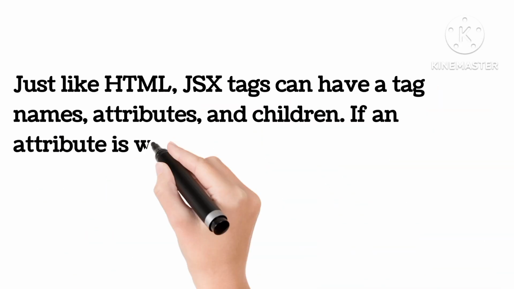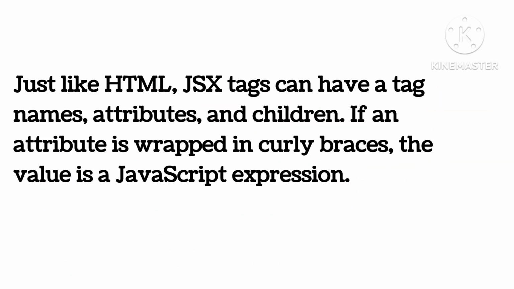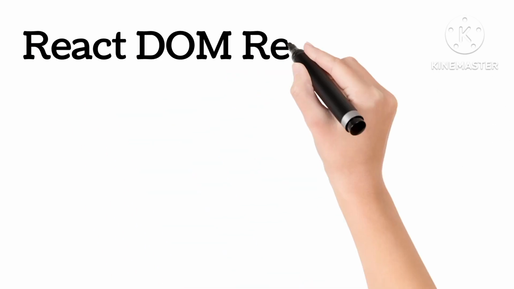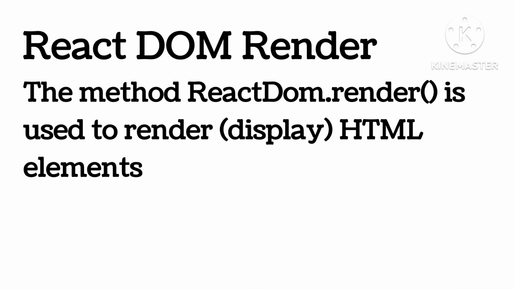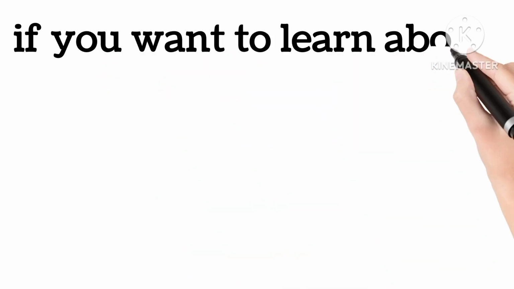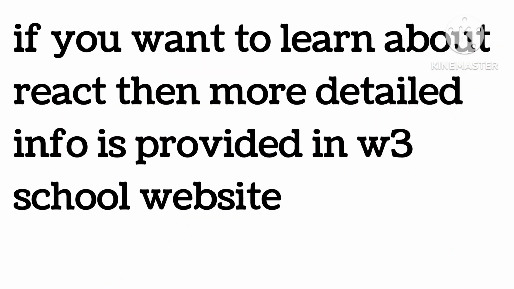Just like HTML, JSX tags can have a tag name, attributes, and children. If an attribute is wrapped in curly braces, the value is a JavaScript expression. Now let's see ReactDOM.render. The method ReactDOM.render is used to display HTML elements. If you want to learn more about React, more detailed info is provided on the W3Schools website.